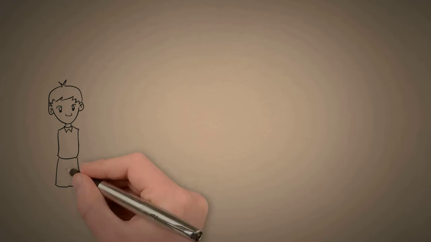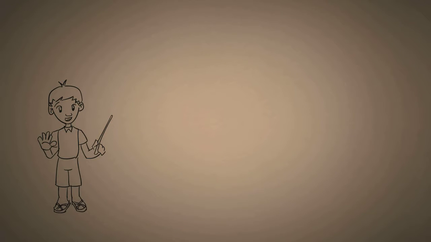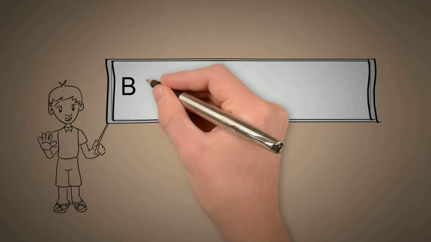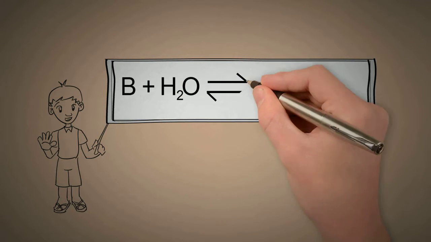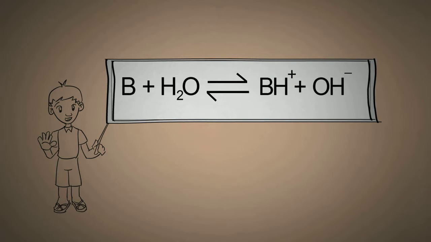To test your understanding, go and do the same but with a basic solution. Figure out what would occur if you were to add a small amount of acid to the solution and then a small amount of alkali. If it helps, put in real chemicals like ammonia and ammonium chloride.